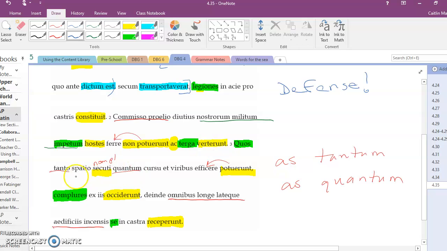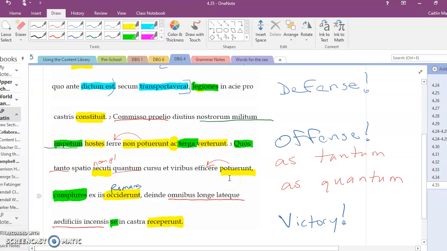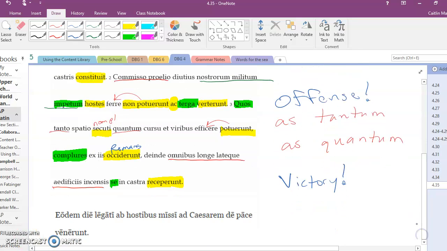And so now those guys are having followed those guys, so now we're on the offense, right? Because they ran away. So having followed them as far as potuerunt, this is the Romans doing the occiderunt. Right now the Romans are winning. Right now they're on the offensive, and the Romans occiderunted complores ex iis. And then after they did this, right after this was done, they receperunted in castra. So this is a good day, right? Call that a win.